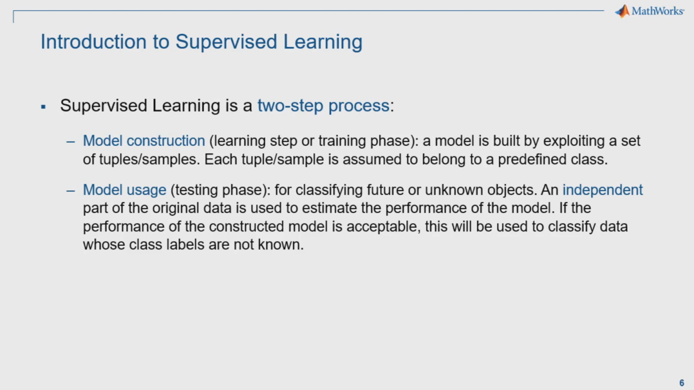And the second step is the model usage, also called the testing phase. To classify, to predict future and unknown objects in particular, we reserve an independent part of our original dataset to estimate also the performance of our algorithm. And if this performance is acceptable, we will use our predictive models to work with new unlabeled data, so data in which the ground truth is not available.